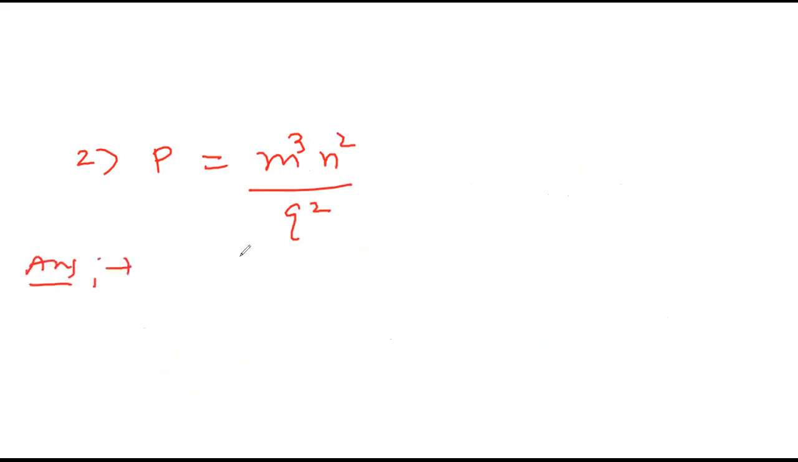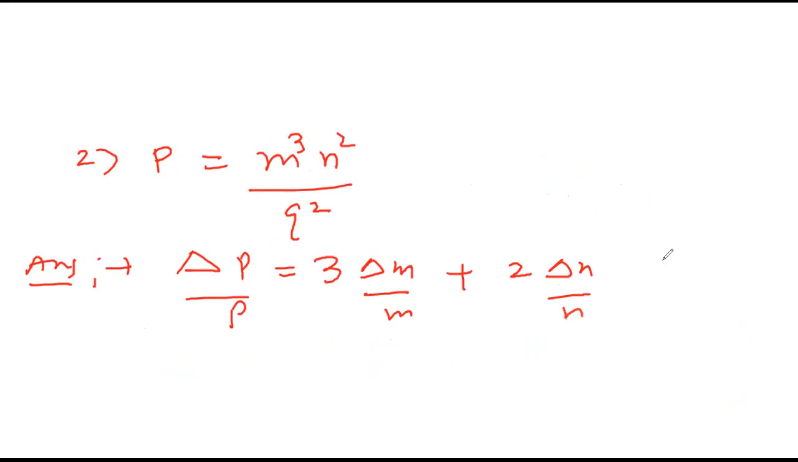Tell me for this, how will you proceed? If P is n cube n square upon q square, how are you going to write the error part? Delta P upon P. Tell the first one. 3 times delta m upon m plus 2 times delta n upon n, very good, plus 2 times delta q upon q. Yes, right. So almost I think you have understood the concept to find error.